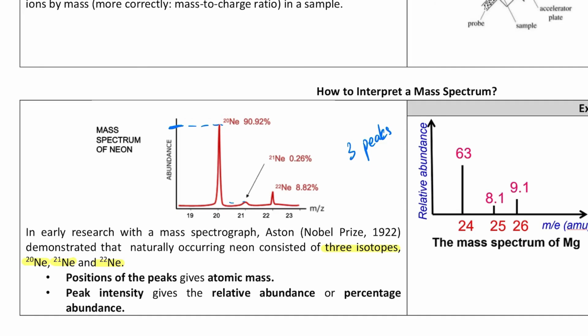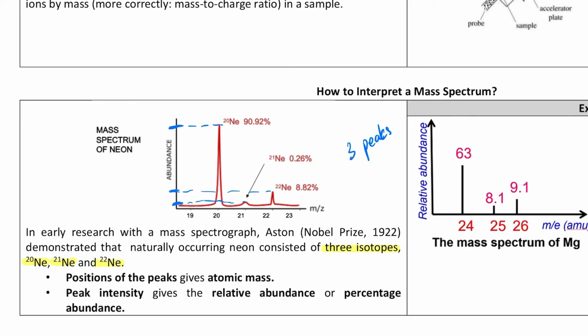This one peak dia very kecil. So sini, ini okey sikit. So kiranya ketinggian peak tu ataupun peak intensity tu menunjukkan dia punya abundance. Lagi tinggi peak tu maksudnya lagi banyak abundance dia. Like this one 90.92. But the smallest peak here adalah 0.26% abundance only.